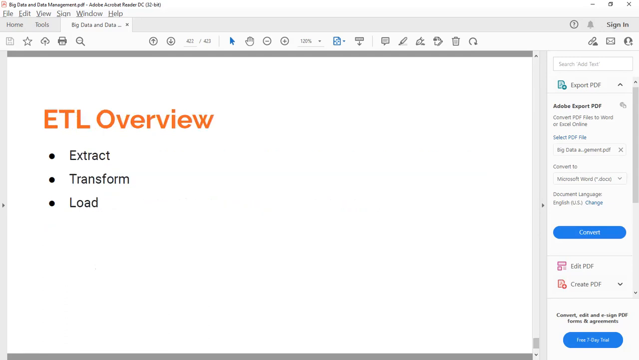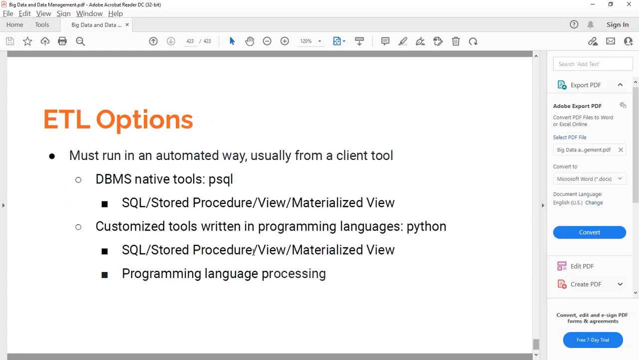One more thing is about ETL. How do we move data from source to staging area, from staging area to data warehouse, and from the data warehouse to data mart? We use ETL. ETL is the acronym for extract, transform, and load. Usually you will run this in an automatic way, usually from a client tool. You will use some native tool like SQL or PSQL to run SQL stored procedures. And by the way, this is the number one usage of stored procedures and functions, when you use a lot of stored procedures for data loading.